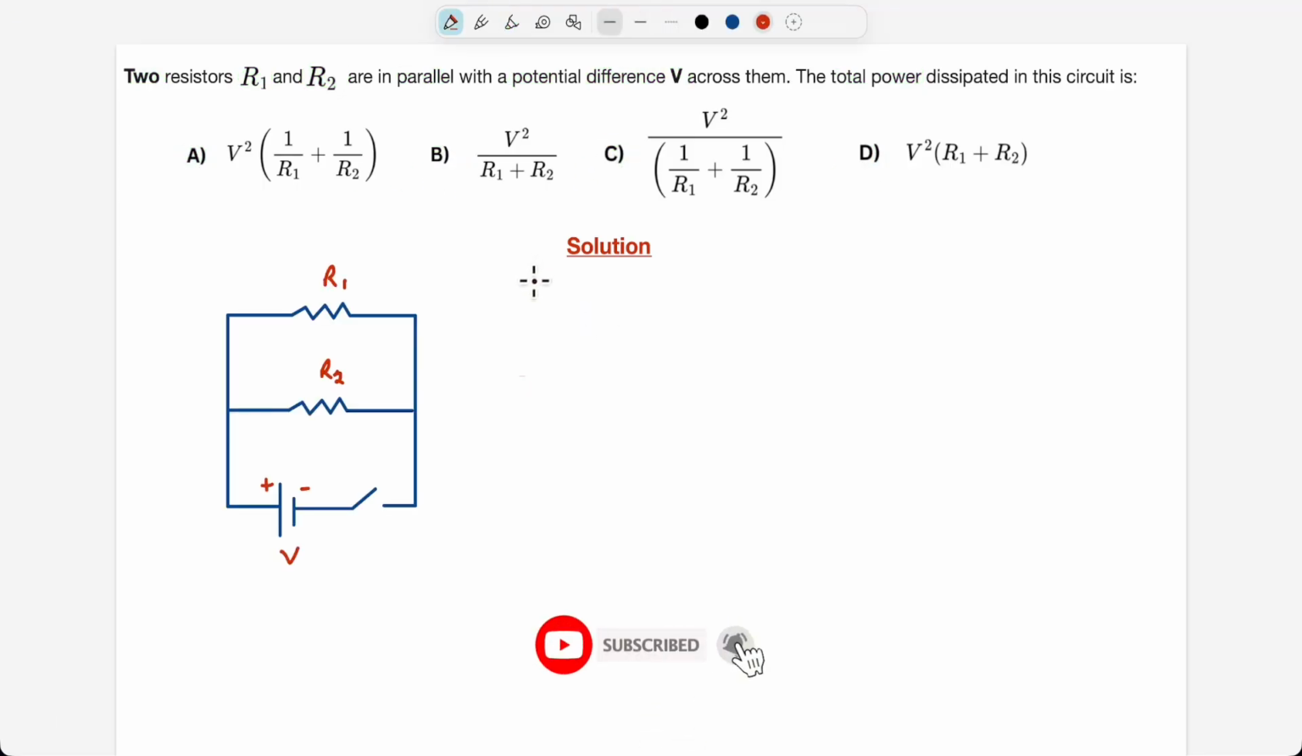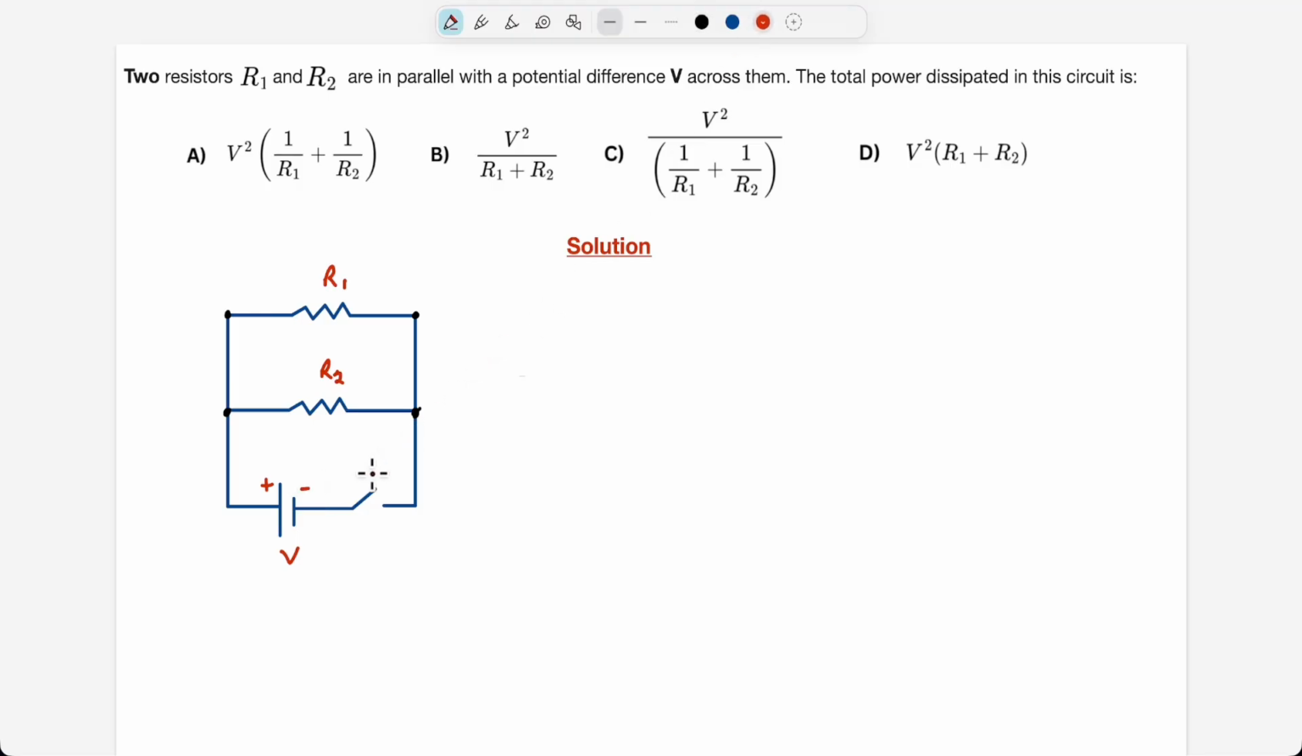So to solve this problem, we have an electrical circuit of two resistors that are connected in parallel. So we have R1 and R2 with both of their terminals connected to the same node. And then they have a potential difference, V, which is across. And we know in a parallel circuit, the potential across each component is the same. So if you look at this circuit, we have the positive terminal and the negative terminal.